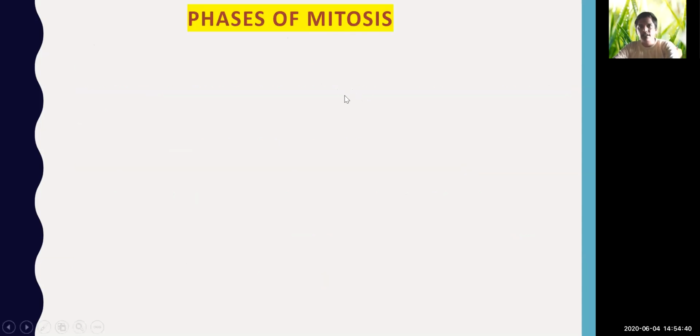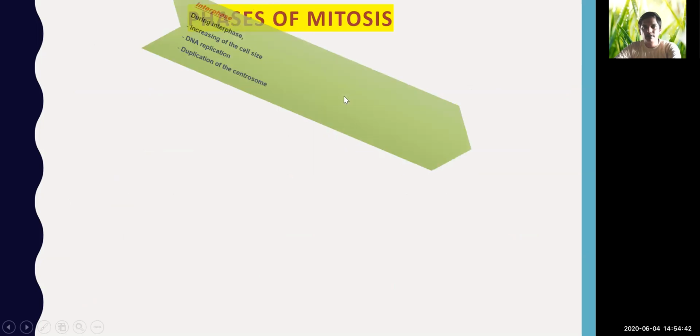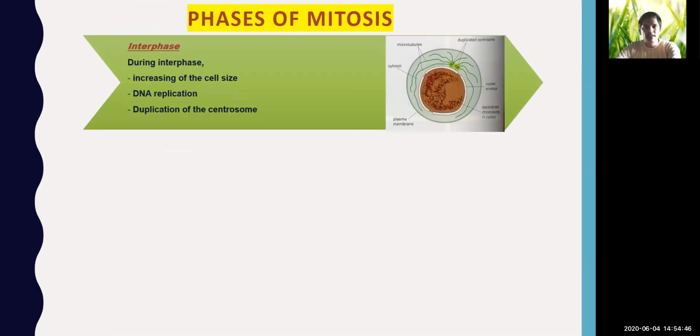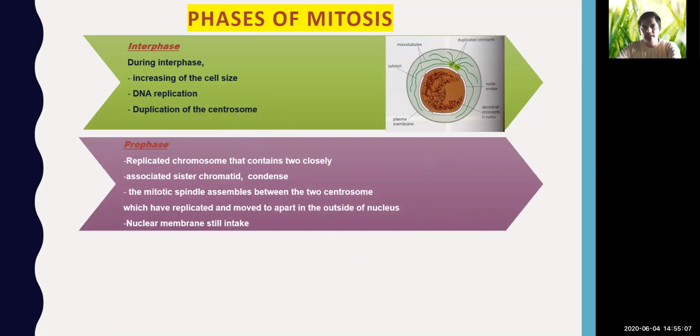We will discuss here the phases of mitosis. First phase, the interphase. During this interphase, various changes happen in the cell, which includes an increase in the cell size. So, the size of the respective cell increases with the increase in the DNA replication. Duplication of the centrosomes happens. Then the second stage called the prophase.